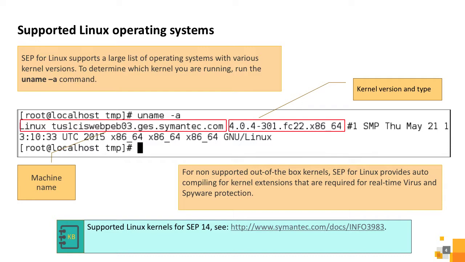To determine which kernel version you are running, use the command uname -a, where the version and type of OS or kernel that you are running is displayed. To determine if your Linux version is supported out of the box, see the KB article shown in the slide.